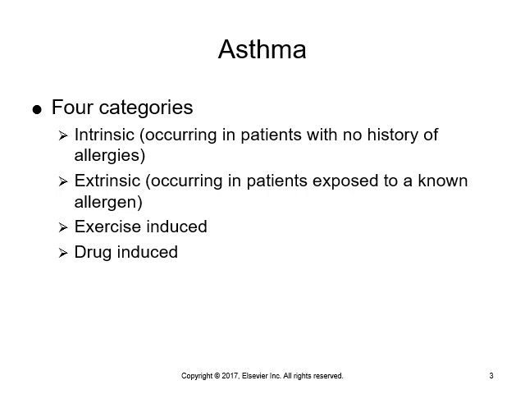There are 4 categories of asthma. We have intrinsic, occurring in patients with no history of allergies. Extrinsic, which is occurring in patients exposed to a known allergen. We have exercise-induced asthma and drug-induced asthma.